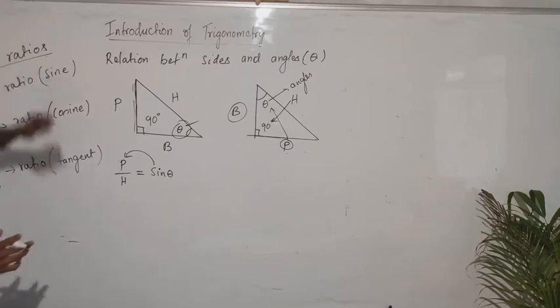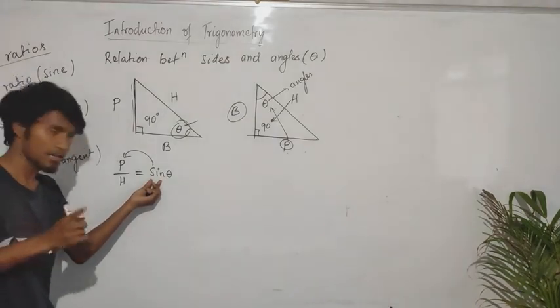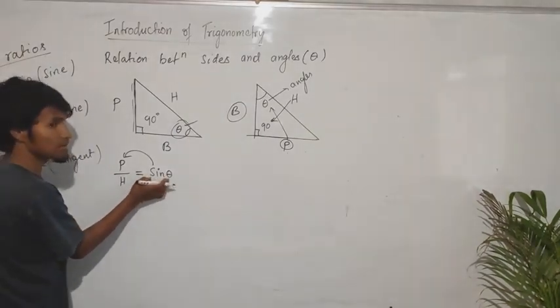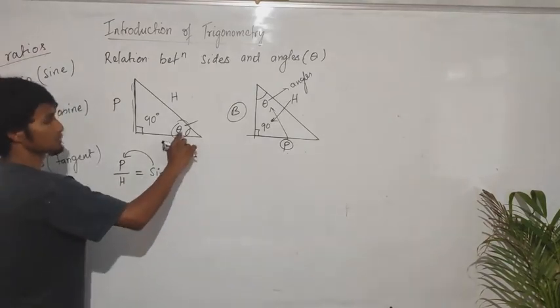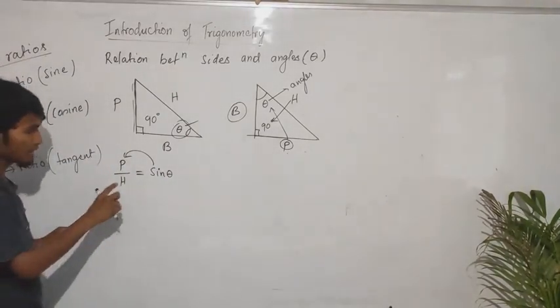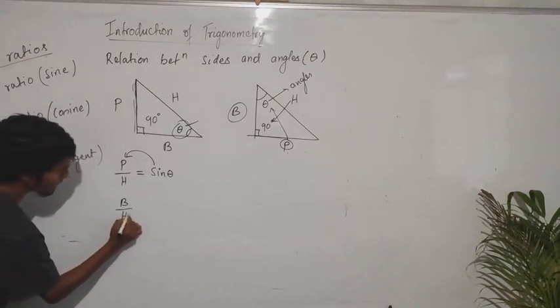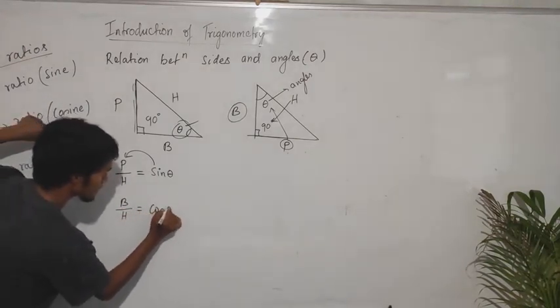Now this sine, in short, we write only sin, but don't pronounce it as sins. It is sine theta. Then P by H is equal to sine theta. Now this is the relation between the side and the angle. This theta is the angle, and this P and H will be the sides. Now this is the relation. Then B by H here is cosine, which we write in short as cos theta.